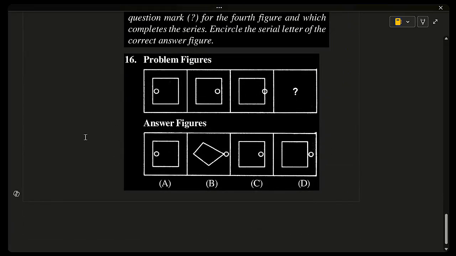Sixteenth one. So what is the pattern they are following? That means the circle is moving to the right, and from there it moved to the right again, and from here it has to move out. So it's going to be option D. The circle's movement is from west to east. Slowly it's moving right and finally it will go out of that figure. That is option D.